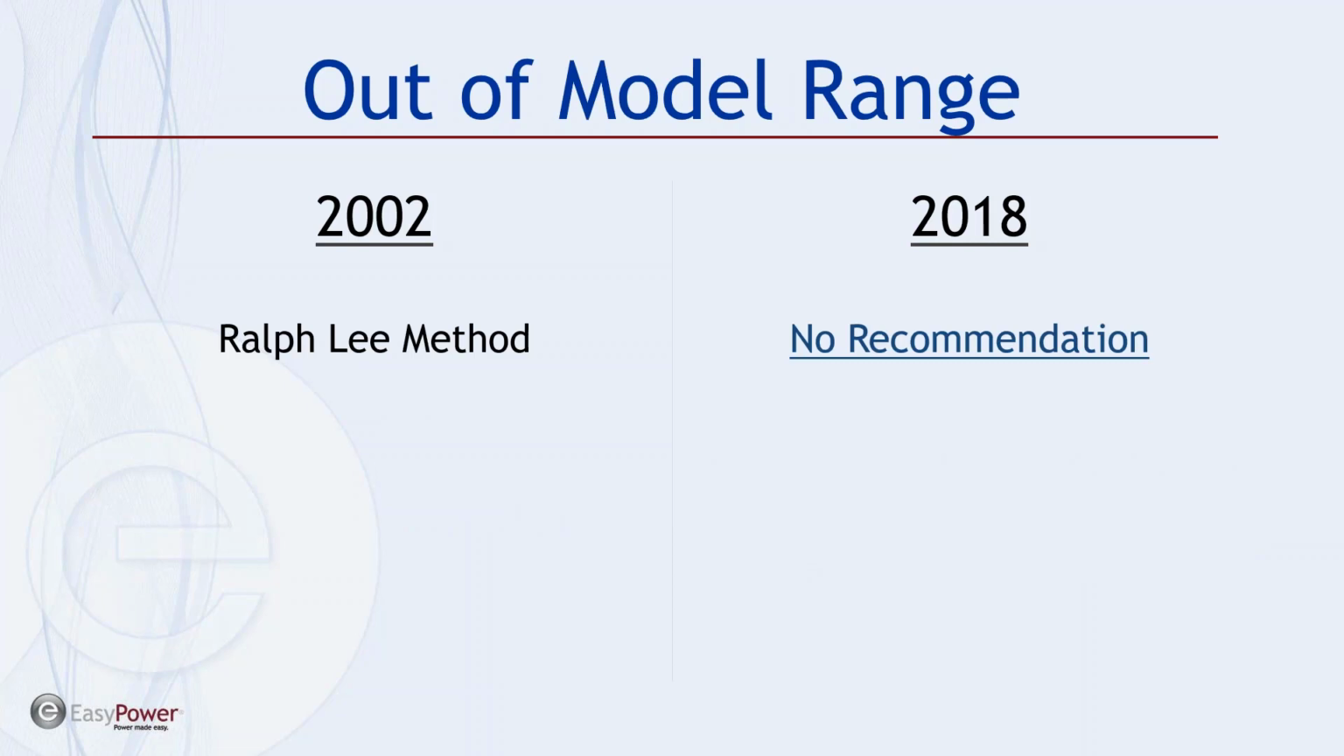In 2002, the standard specifically says outside of the voltage range of this model, which was 15,000 volts, we recommend using the Ralph Lee method. In the 2018 version, they specifically don't recommend anything. They don't say not to do it, they just don't recommend anything. And so you'll see when we get into EasyPower that no results will be predicted for voltages outside of the 15,000 volts unless I take steps to deal with it based on engineering judgment.